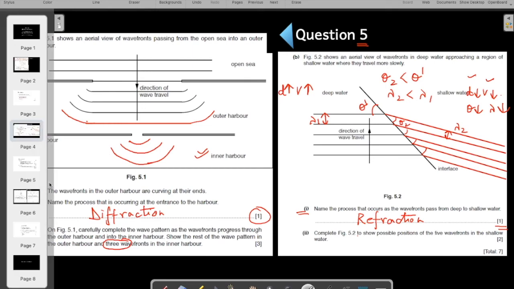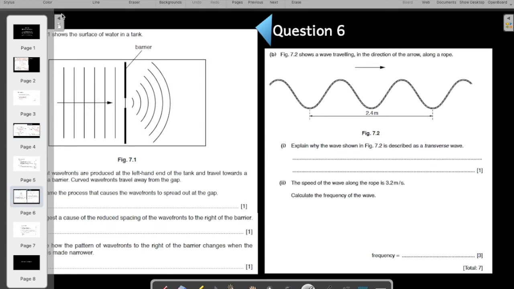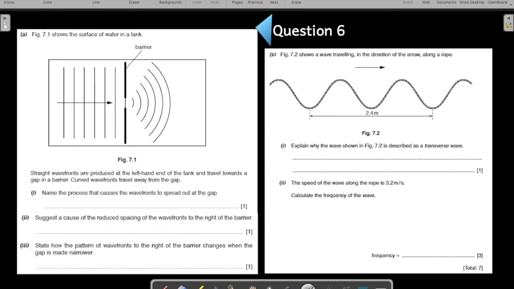Let us move on to our question number 6. You may pause the video here, solve the question yourself, come back and play the video again. So talking about question number 6, it shows a surface of water in a tank. Alright, and diffraction is happening, as you can see, but one more process is happening, looks like. Let us understand the question.